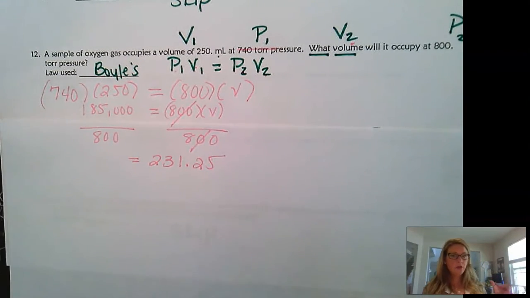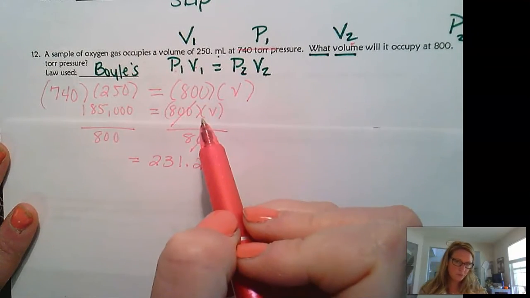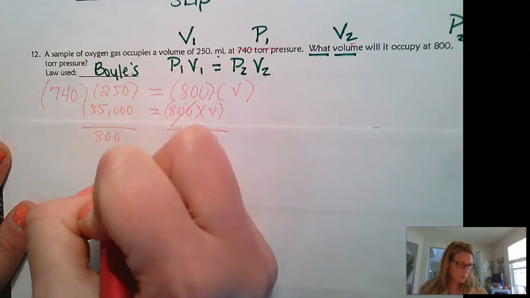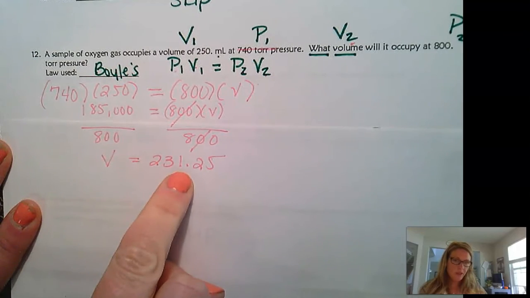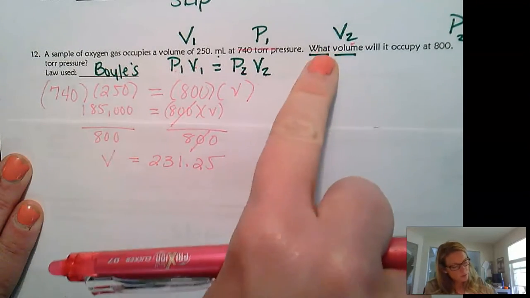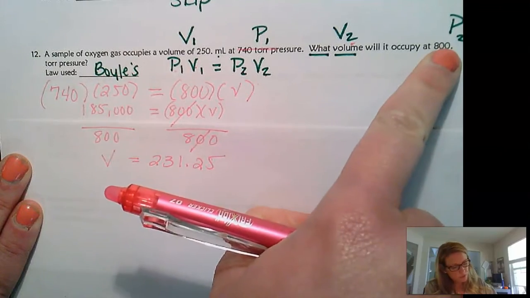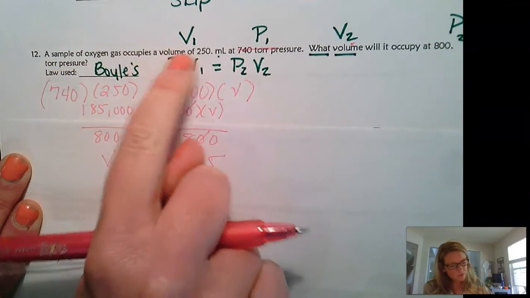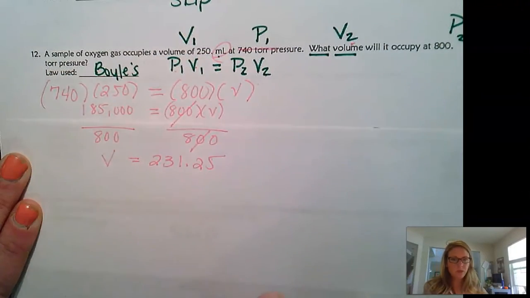Now, am I done? No. First of all, what did I solve for? What variable was missing up there? Volume. Okay, so volume equals, and then make sure you have a unit. Go back and figure out which unit it was. So it says, what will the volume be if the pressure is at 800 torrs? Well, what was our unit for our volume over here? Milliliters.